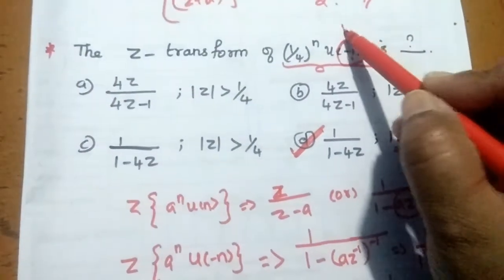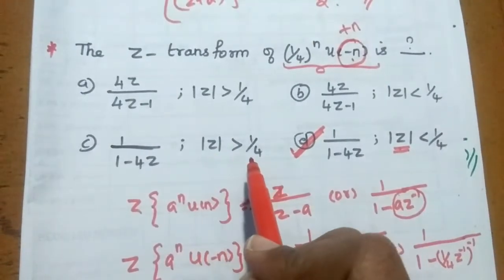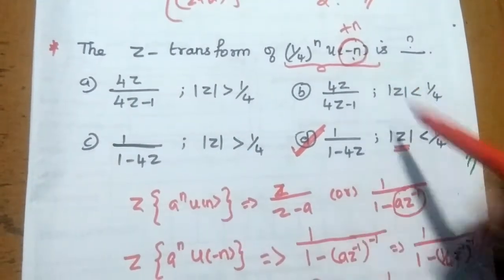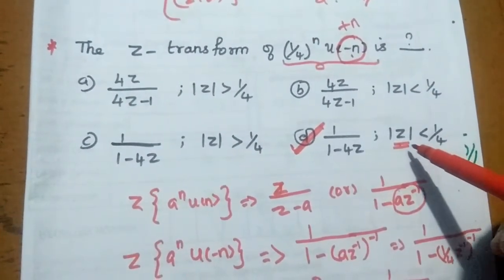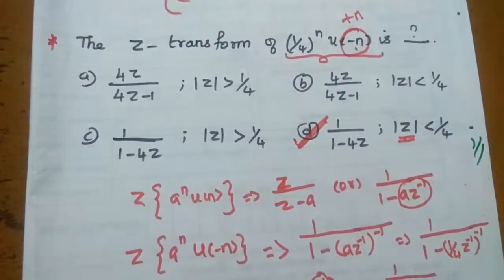Okay, if it is plus n, the Z value should be greater than. This is minus, that's why we can select the ROC like this. Z is always less than 1 by 4. So D is the answer.